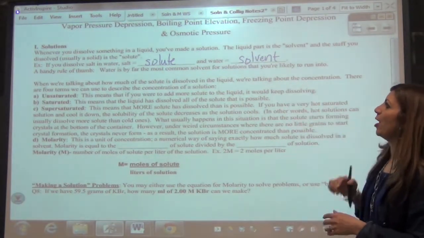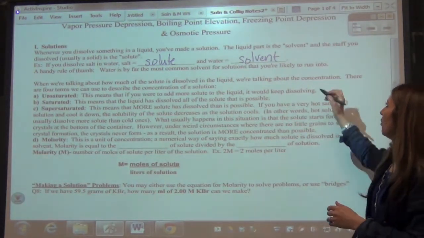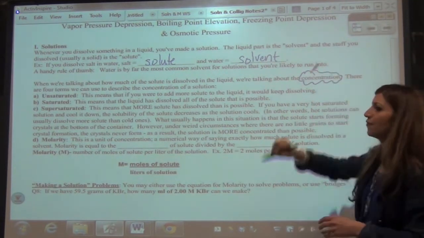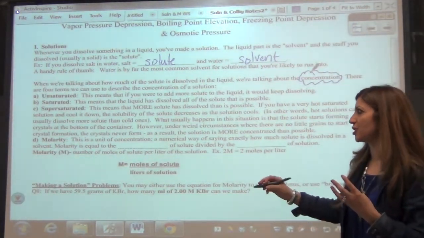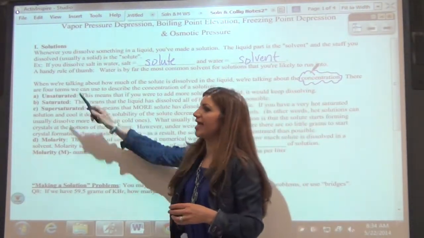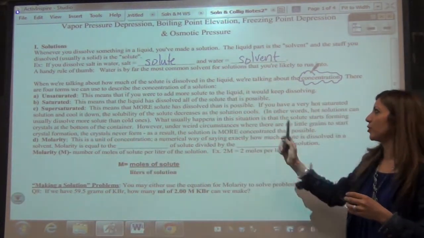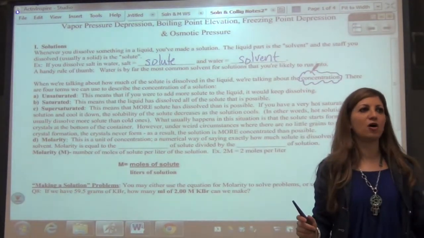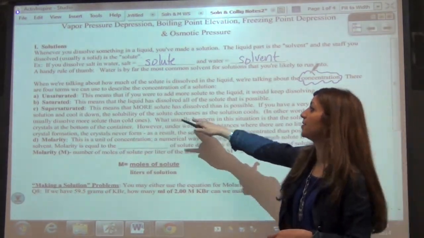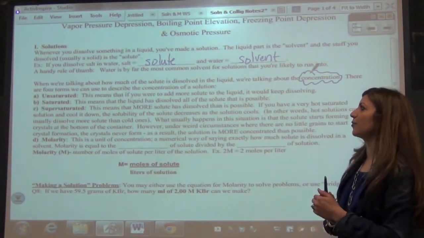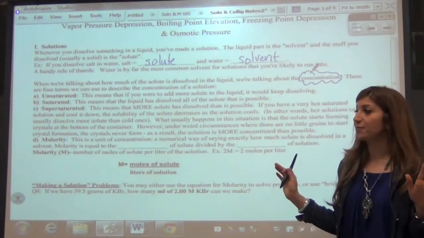So when we're talking about how much of the solute's dissolved, we're talking about what is called the concentration, and you've heard this before. There are 4 terms that we use to describe concentration. There is what is called unsaturated. That means if you added more solute, it would still dissolve inside. You would still be able to get the sugar crystals to dissolve.